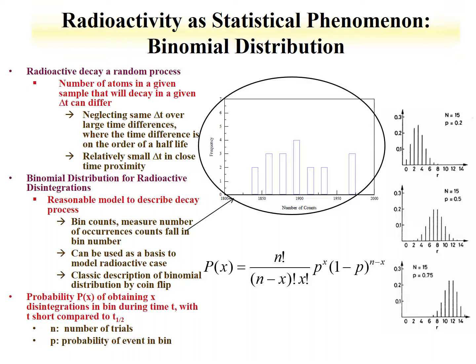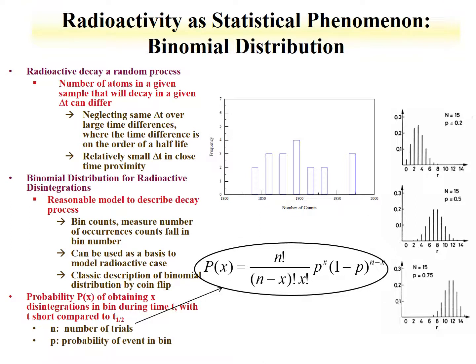Binomial distribution, the classic description, is a coin flip. So if we have some probability, which we're going to call P of x, of obtaining so many disintegrations in a bin during time t, as long as t is short compared to the half-life, that's just going to vary based upon the number of trials and the probability of the event in that bin. The equation we're going to use is described here, where all we have is just the number of trials and the probability of that event going into that trial.